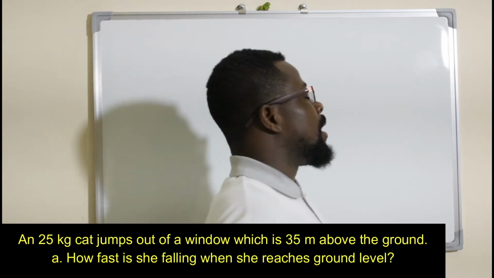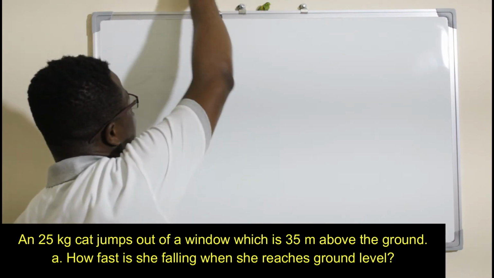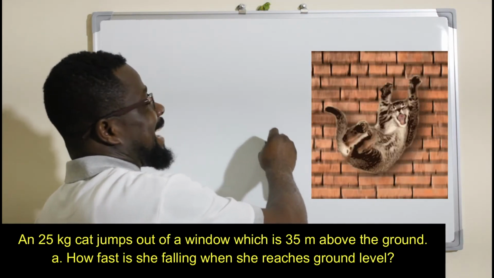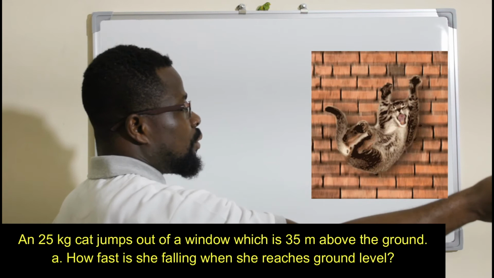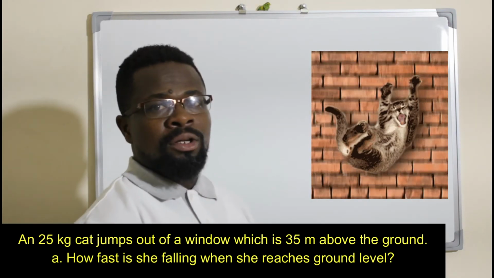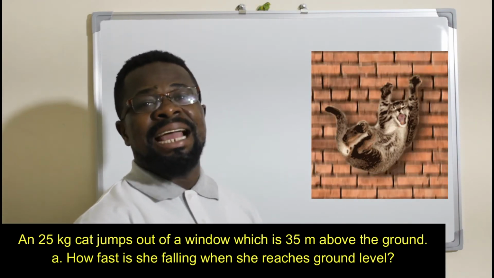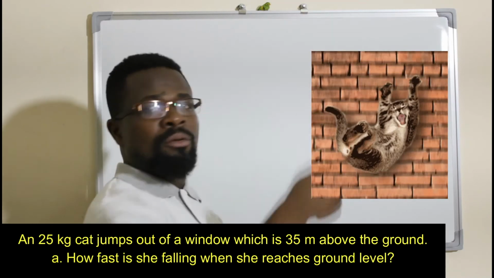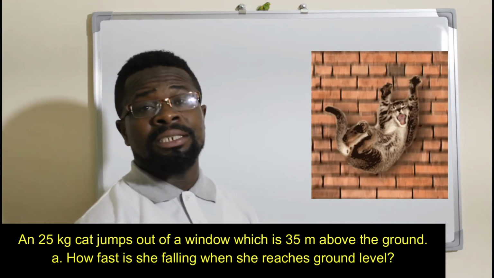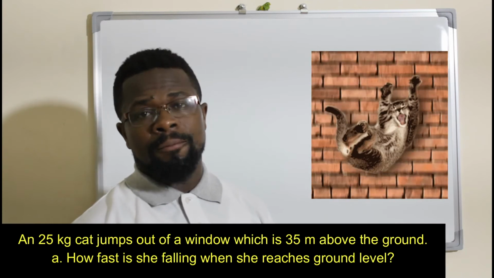So here, if you look at it, the cat is falling from a window. The cat is not thrown from a window. It's falling from a window. So if it is falling from a window, it's just like the cat is dropped from a window. So our initial velocity is going to be 0.